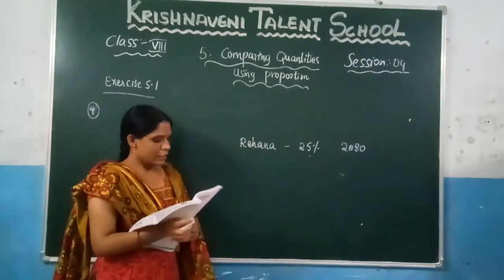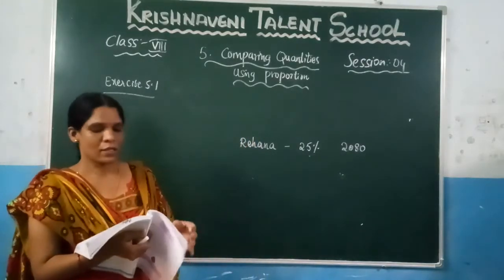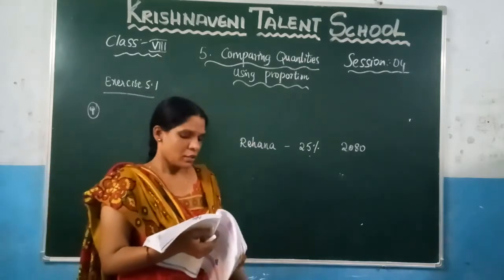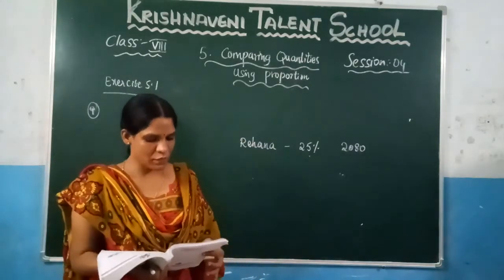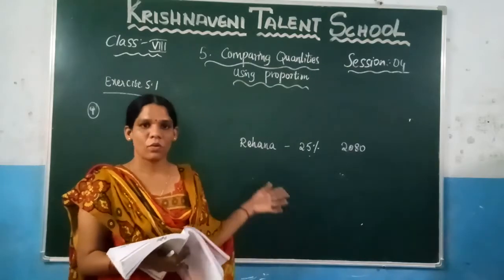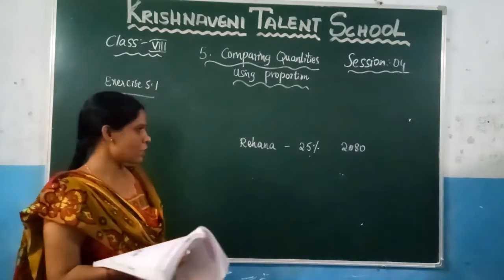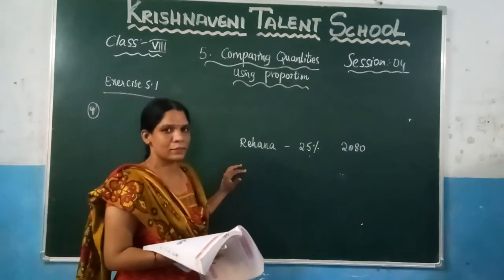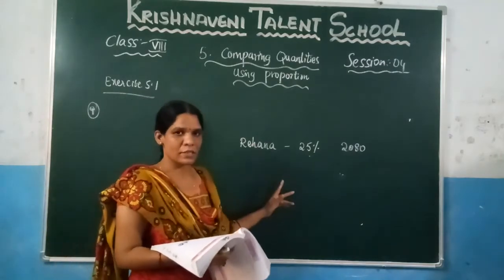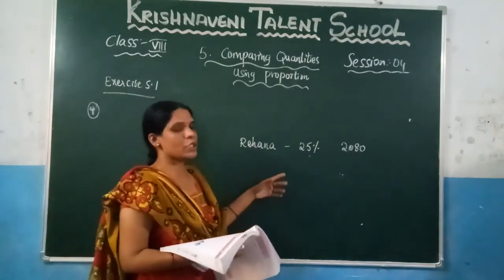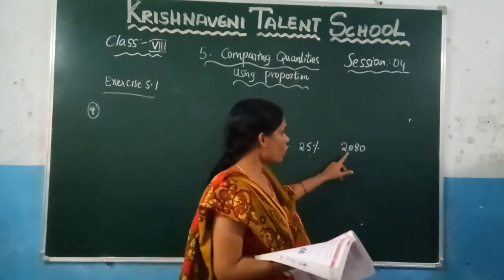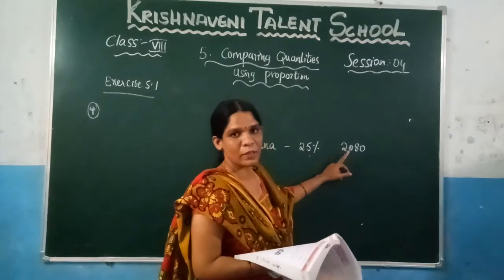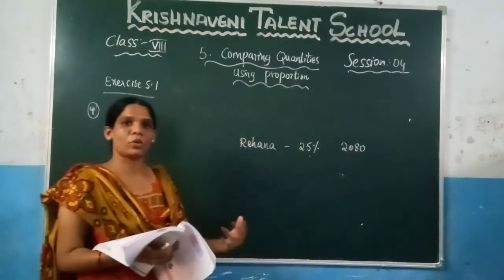So here in the question Rajendra is given, but if you read the question, there is no information about him. So just for confusion they have given it here. Only for Rehana we need to find it. What they are saying here, he has some business and he is earning 25% every month, so that he is getting a profit of 2080 every month. Now you need to calculate the total profit.